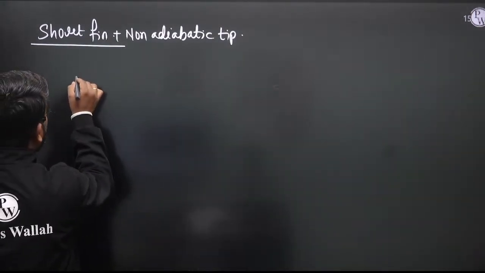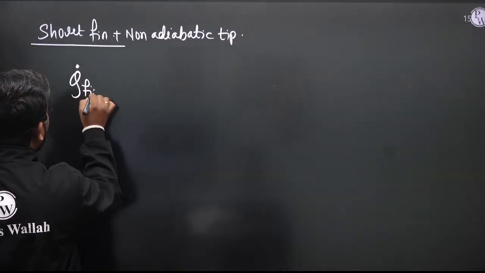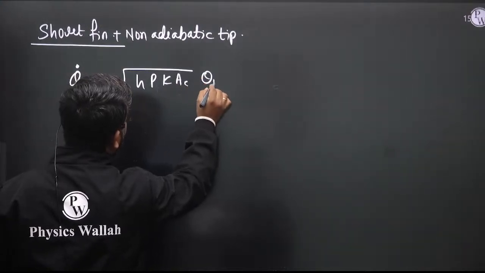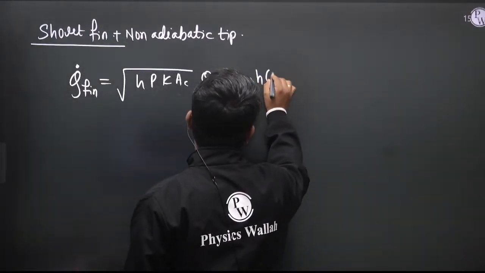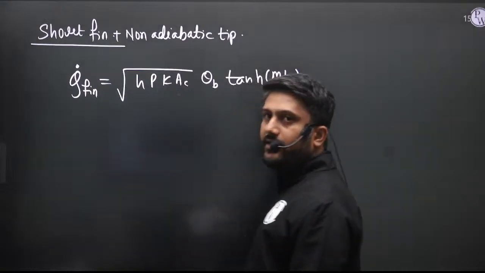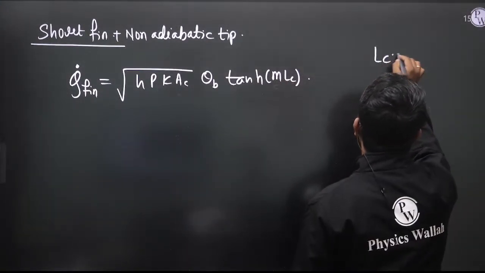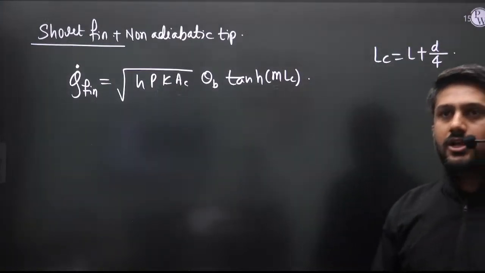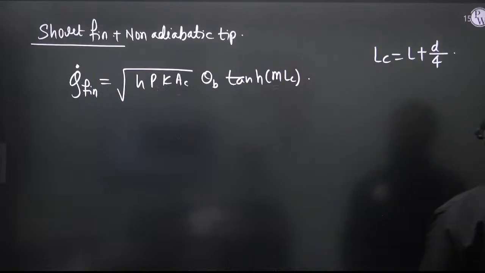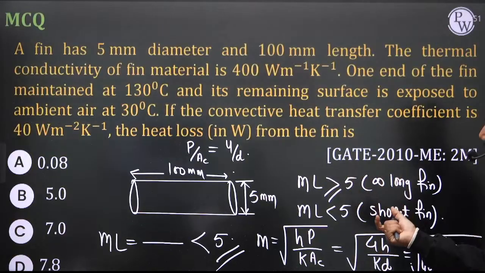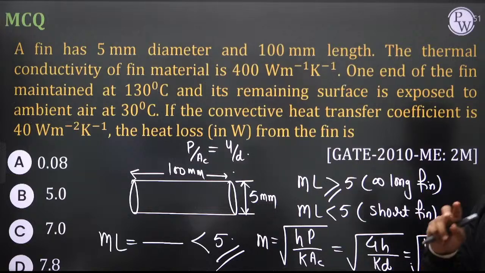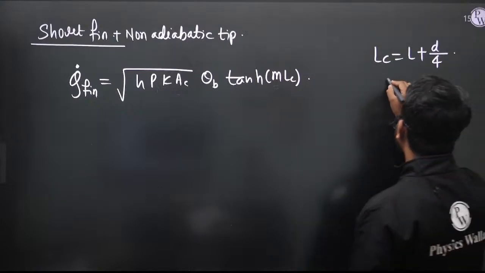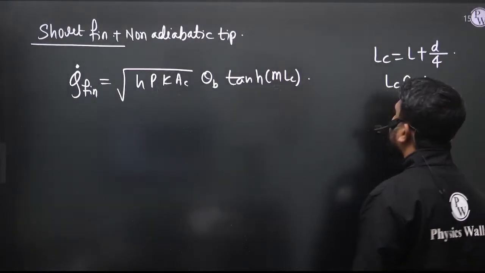In case of the short fin with non-adiabatic tip, what is the rate of heat transfer from the fin? That is root over hP k Ac theta B, into tanh of m Lc. And what is Lc? Lc is the corrected length, so this is L plus, in case of the pin fin, D by 4. D is 5 mm, and the actual length of the fin is 100 mm. So there is not much difference between Lc and L, so we can say that Lc is approximately equal to L.